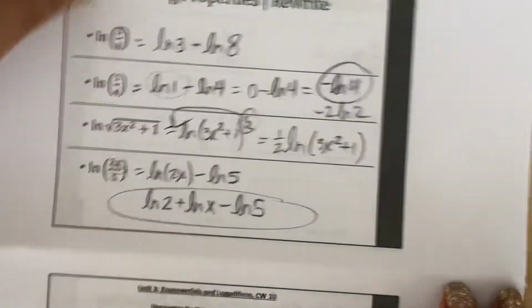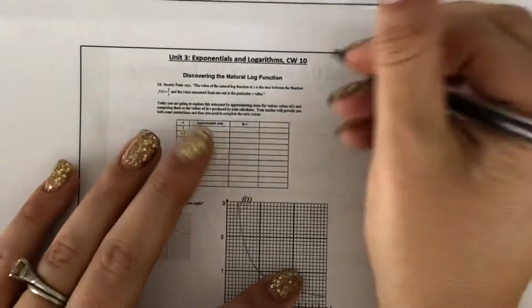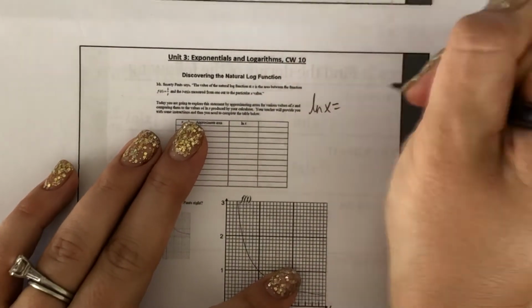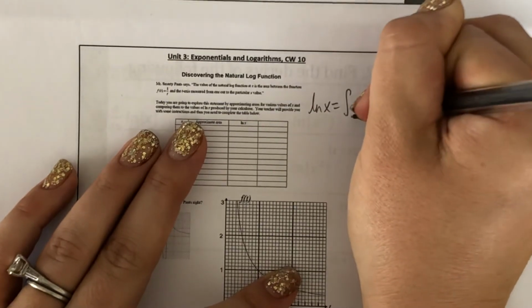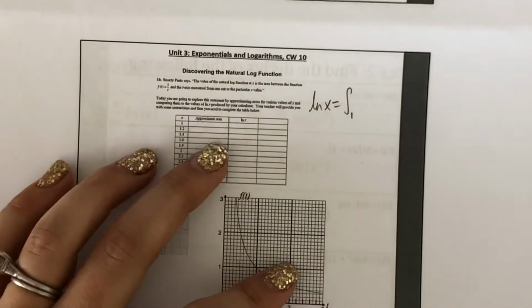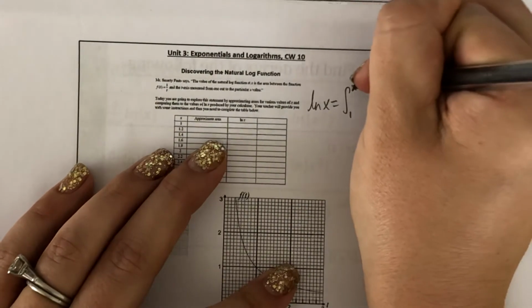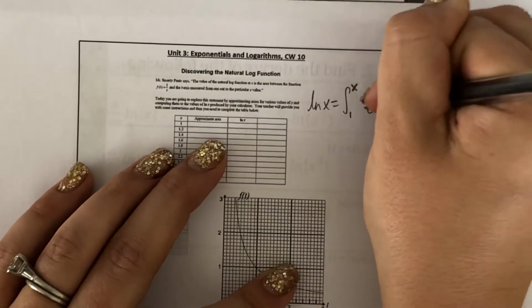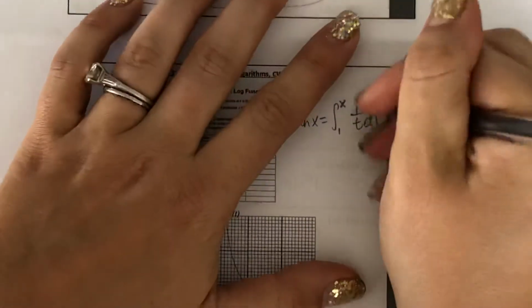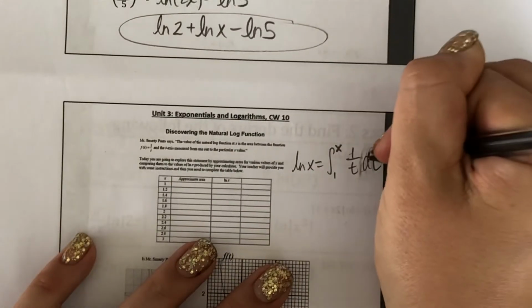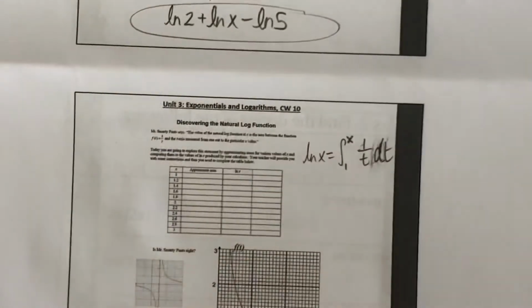So we're going to have a more sophisticated definition where I say ln of x equals the integral from 1, I start at 1, and I go to some x value, of a rational function, 1 over t dt. I'll put the dt more to the side: 1 over t dt.